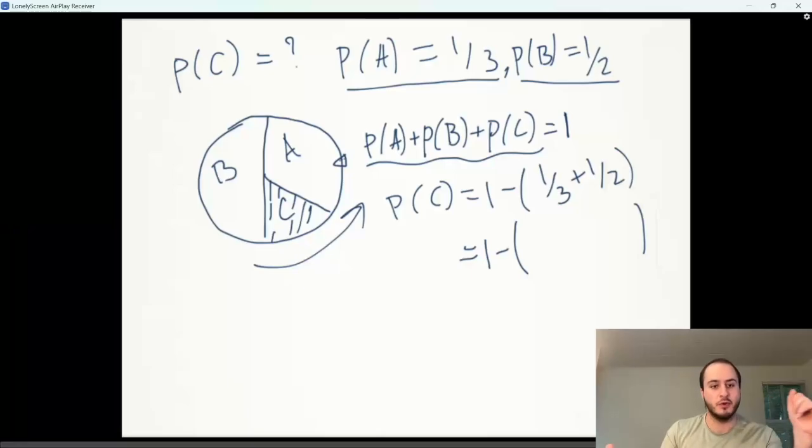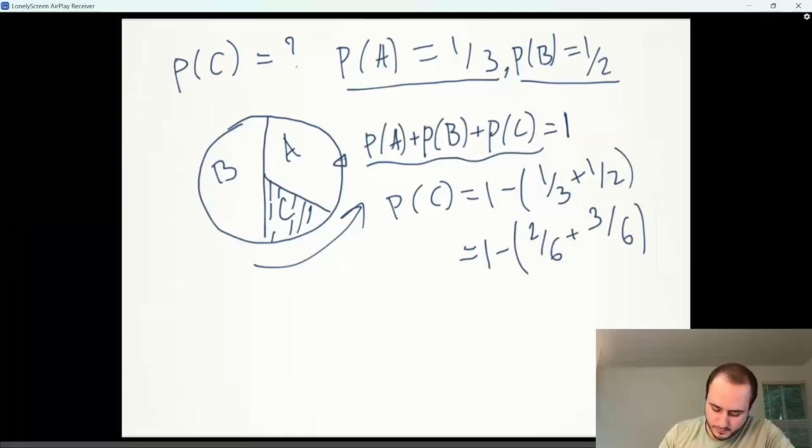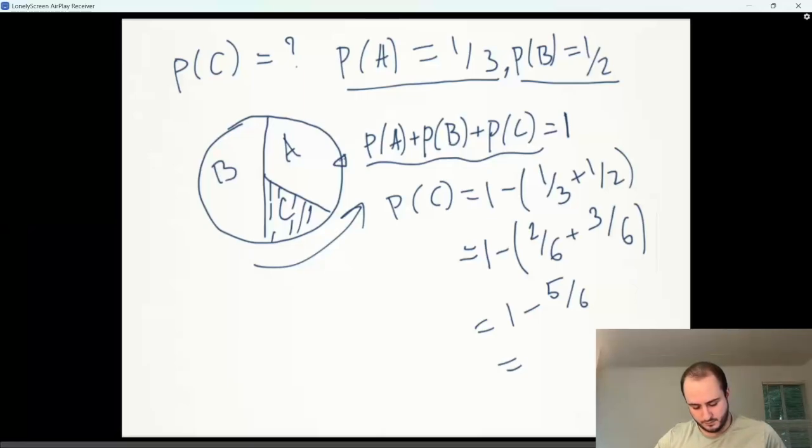Common denominator, right, for those fractions. If we want to sum them up, remember from algebra, we need a common denominator. So what do I write here in this parenthesis? So we would write 2/6 plus 3/6, which is 5/6. And 1 minus 5 over 6 is the same thing as 6 over 6 minus 5 over 6, which is 1 over 6.